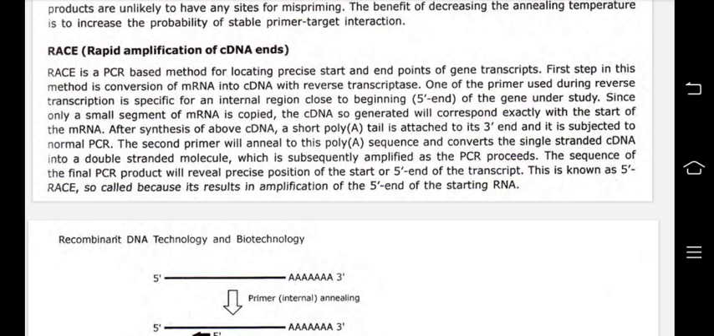After synthesis of the above cDNA, a short poly A tail is attached to its 3' end and it is subjected to normal PCR. The second primer will anneal to this poly A sequence and convert the single stranded cDNA into a double stranded molecule, which is subsequently amplified as the PCR proceeds. The sequence of the final PCR product will reveal the precise position of the start or 5' end of the transcript. This is known as 5' RACE, so called because it results in amplification of the 5' end of the starting RNA.